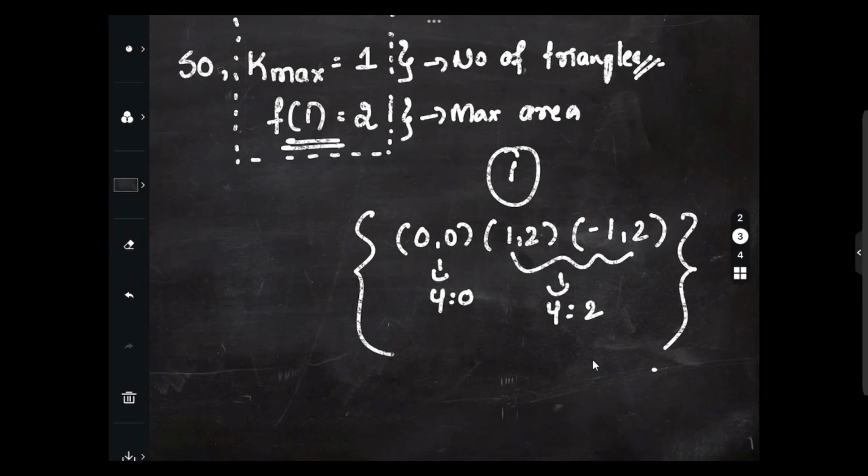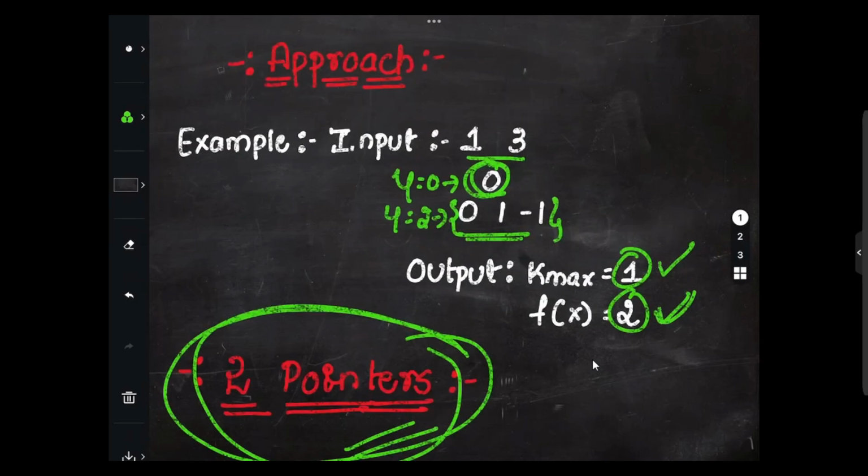I hope this part is clear. So now we got k max equals 1 and f of 1 equals 2. 1 and 2 we got as output, which is equivalent to the output that they have given for the first input. See here, k max equals 1 and f of 1 equals 2. In the example, they have directly given 1 and 2. So this is how we got the output 1 and 2. I took the simple input so that we understand this better.